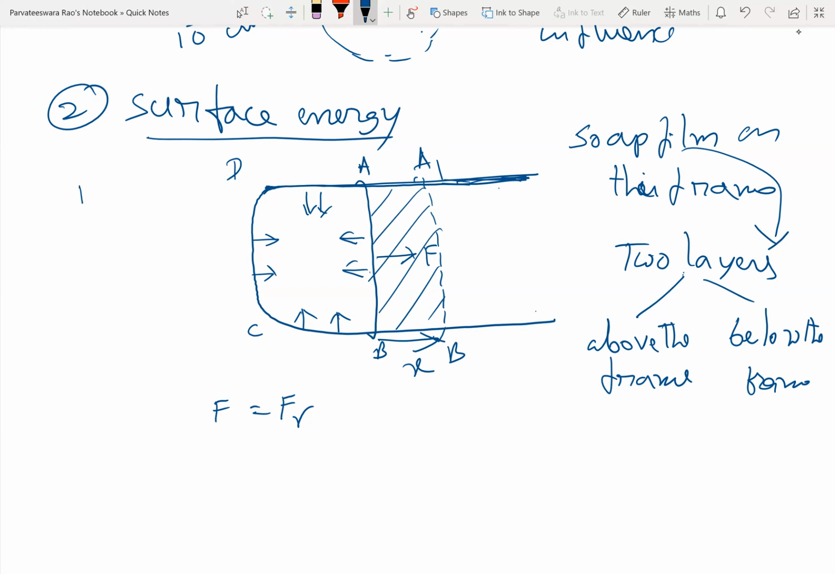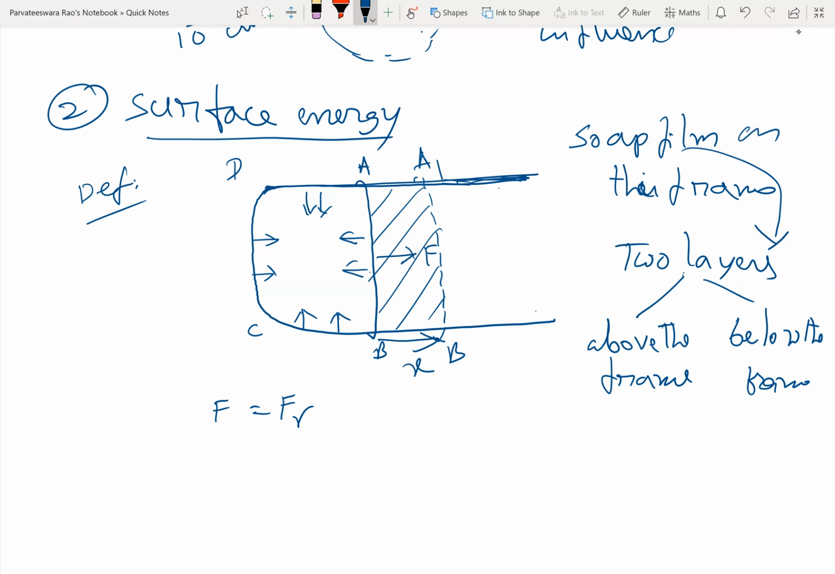Definition: work done in increasing the surface area of a surface film against the surface tension forces.